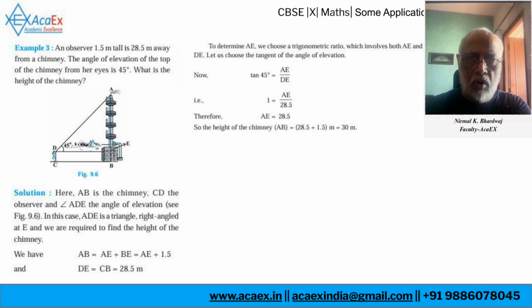Solution. This scenario forms a right-angled triangle, ADE, where AE is the height of the chimney above the observer's eye level, and DE is the distance to the chimney, 28.5 meters. We use the tangent ratio. Tangent of 45 degrees equals AE divided by DE. Since the tangent of 45 degrees is 1, we get 1 equals AE divided by 28.5, which means AE equals 28.5 meters. The total height of the chimney is the sum of AE and the observer's height, 1.5 meters. So the height of the chimney is 28.5 plus 1.5 equals 30 meters.